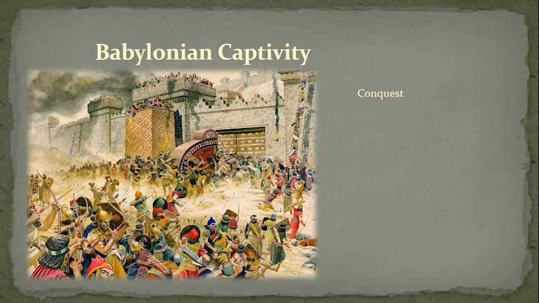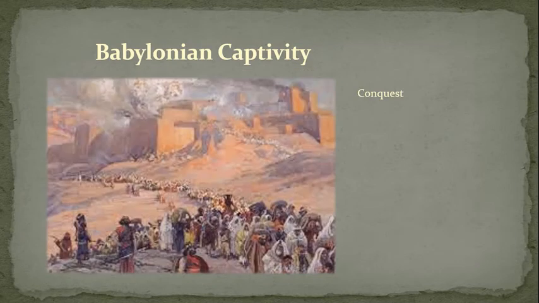Now, Judah managed to hang on during the era of Assyrian domination, but they too succumbed to conquest by the Babylonians. In 586, King Nebuchadnezzar of Babylon swept down on the city of Jerusalem, destroyed its walls, poured in through its gates, and burnt the holy temple of God to the ground.